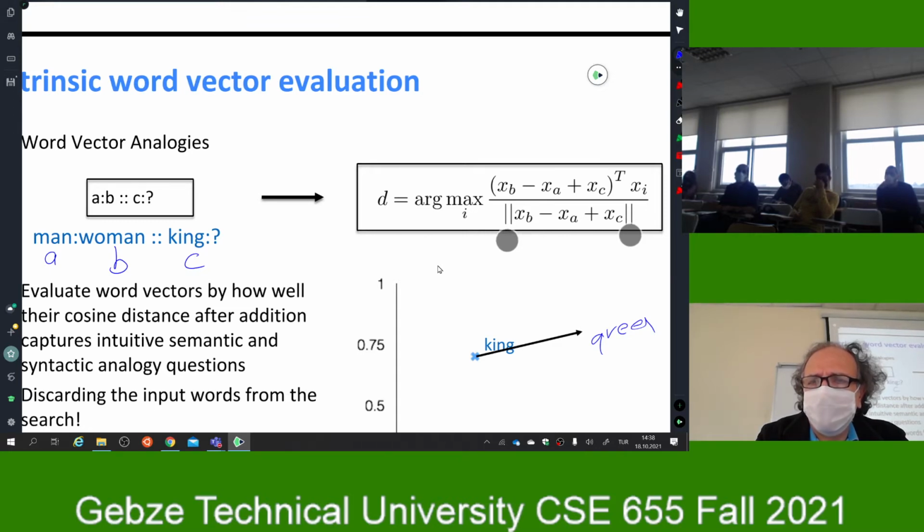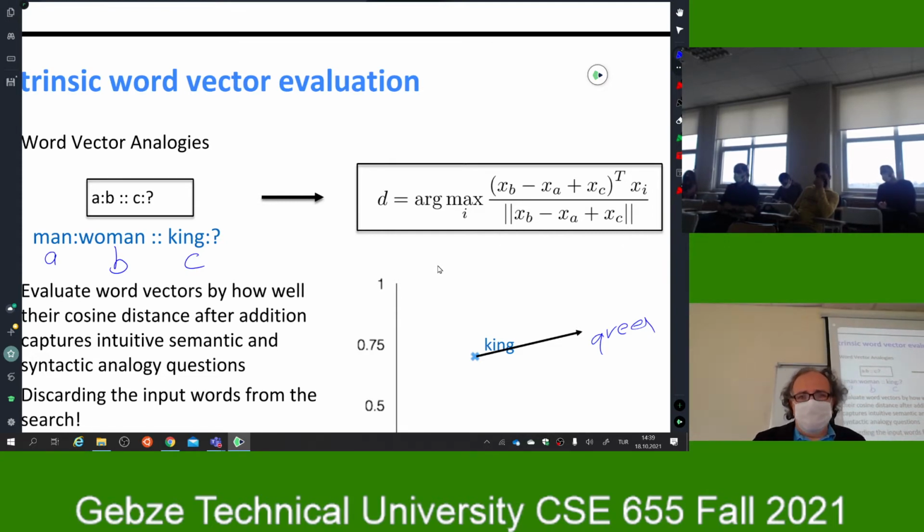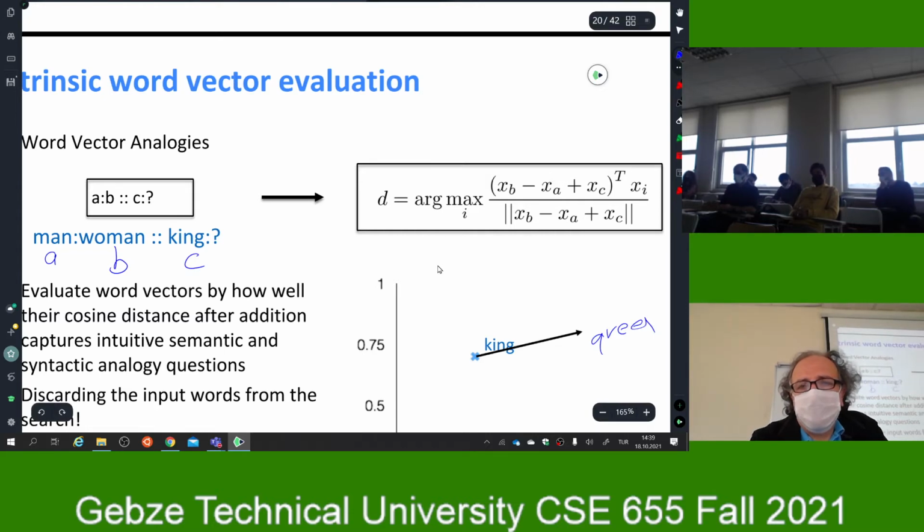What does this do? It normalizes the vector length, right? It says that I am not interested in vector length. I am interested in vector similarity between these two. Okay, so that will take care of some normalization.